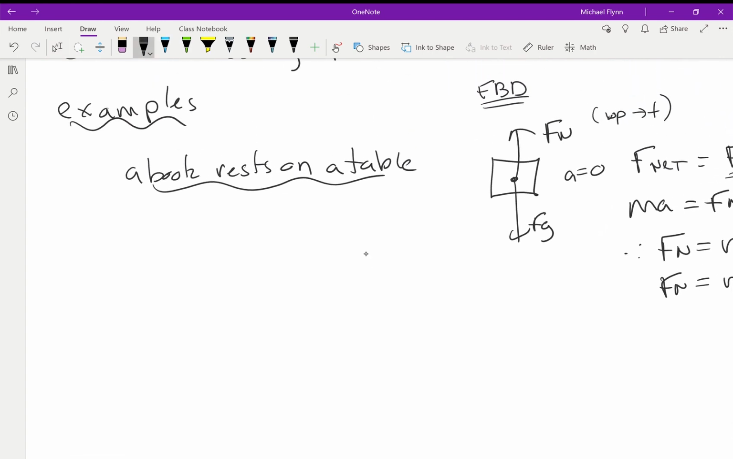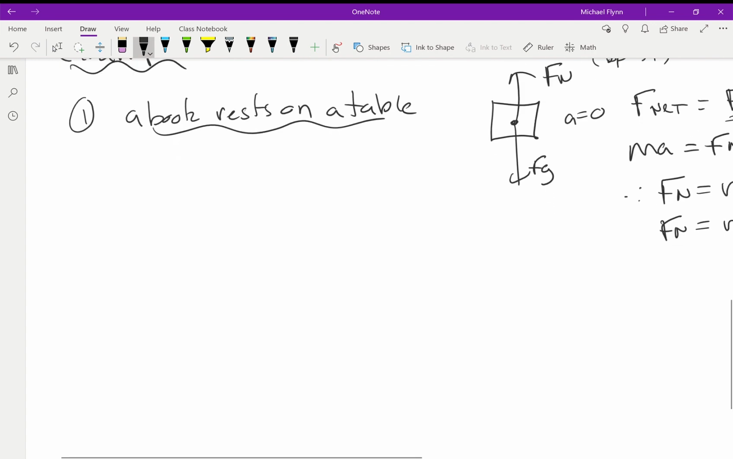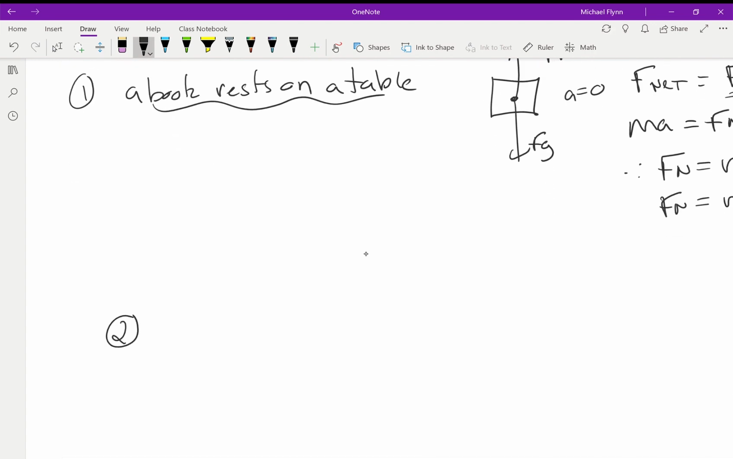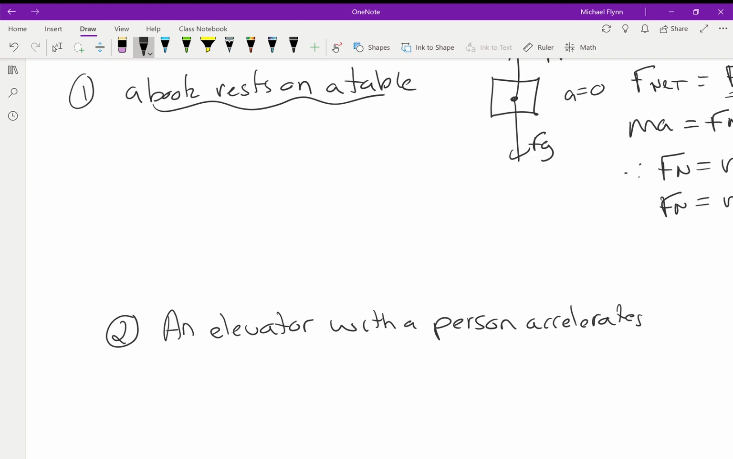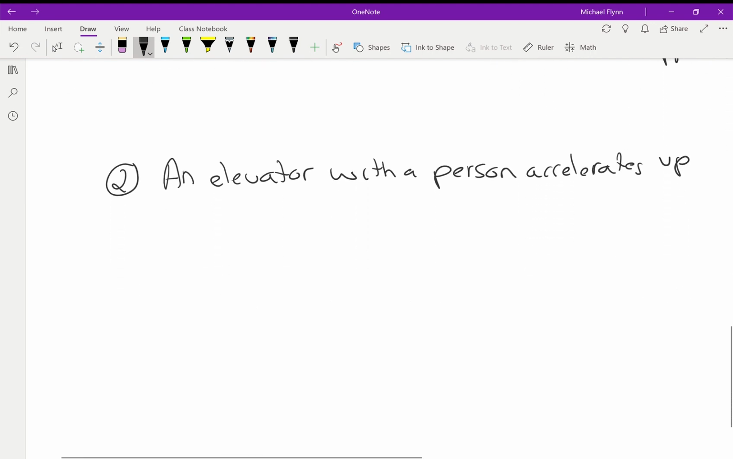Question, here's example number 1. Example number 2. You ride in an elevator. So an elevator with a person accelerates up. Okay. Now, what does that free body diagram look like?